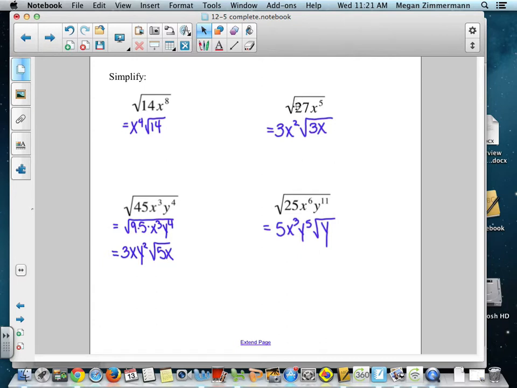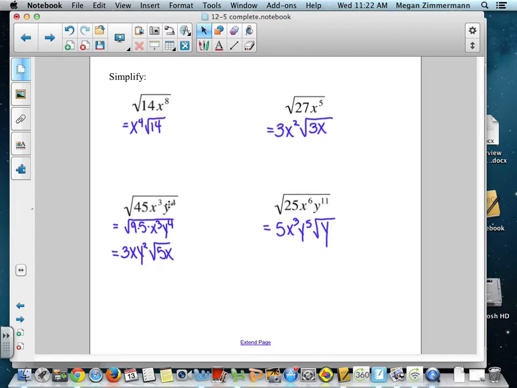Over here we have the square root of 27, x to the 5th. Now if I just look at the square root of 27, I know that it's 3 times the square root of 3, because 27 is really 9 times 3, so the square root of 9 would give me that 3, that's why I could pull that out. And now I look at the square root of x to the 5th. I know 5 divided by 2 would be 2 with a remainder of 1, so the square root of x to the 5th would be x squared root x, so this is what I end up with.